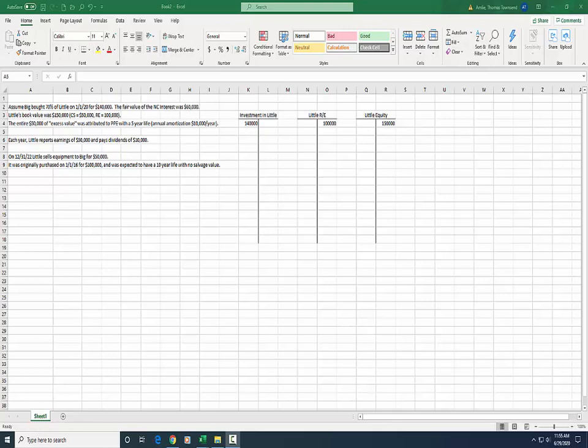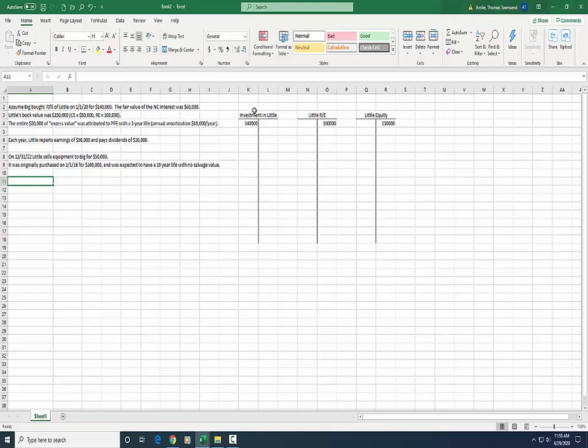And then a couple years into the problem, Little sells equipment to Big for $50,000. That equipment was originally purchased on January 1st, 2016 for $100,000 and was expected to have a 10-year useful life with no salvage value. And of course, we use straight line depreciation just to keep life simple.